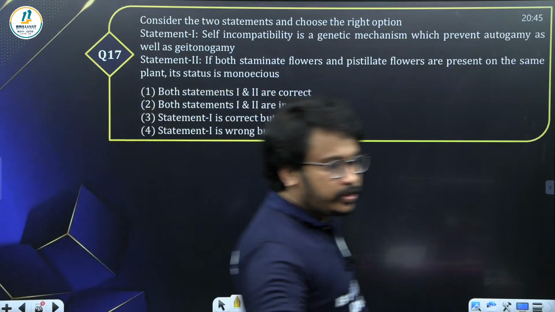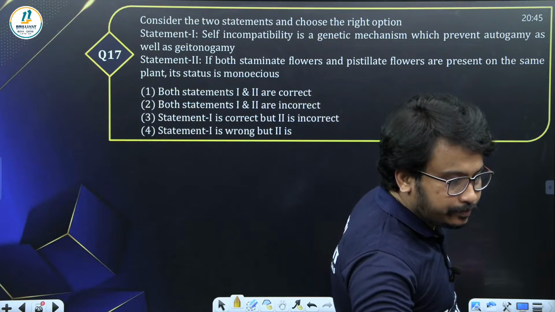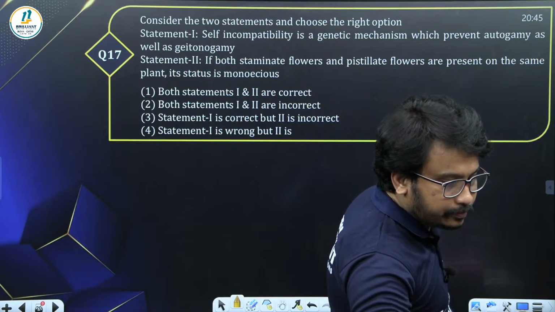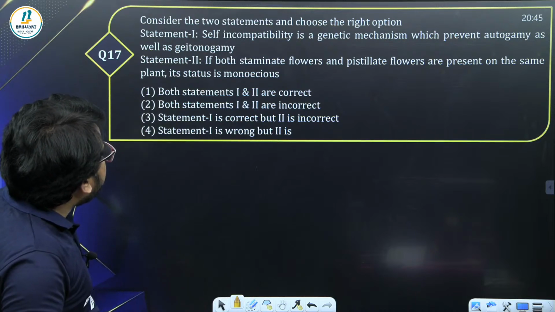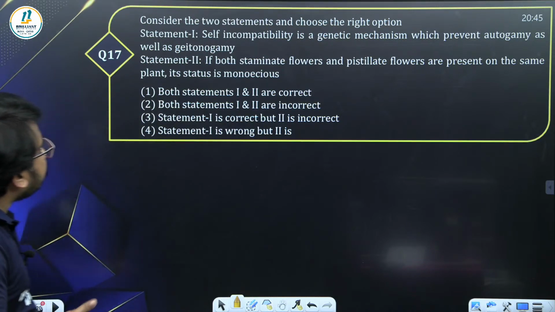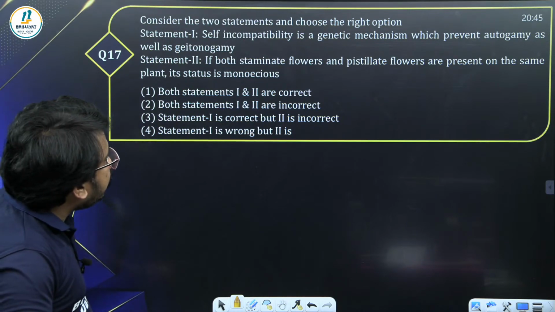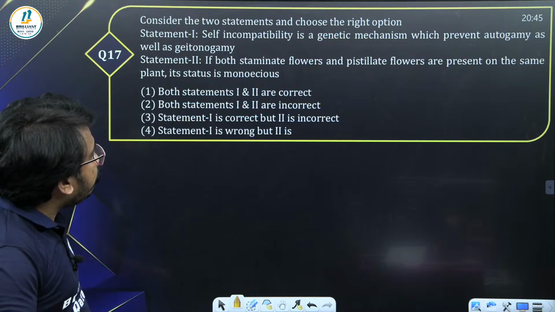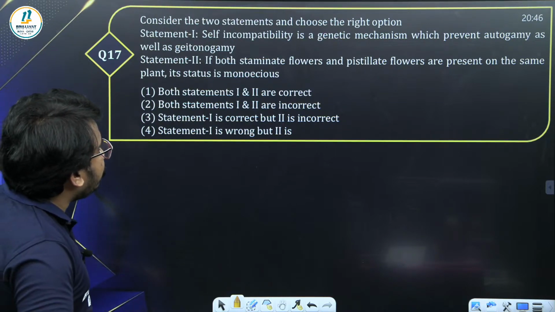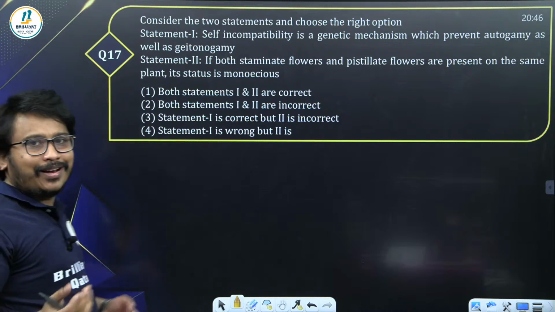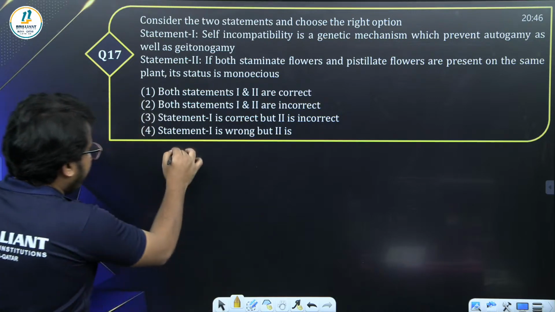Now next question. Consider the two statements and choose the right option. Self-incompatibility is a genetic mechanism which prevents autogamy as well as geitonogamy. So what is autogamy and geitonogamy? Let's have a discussion. Already you know.